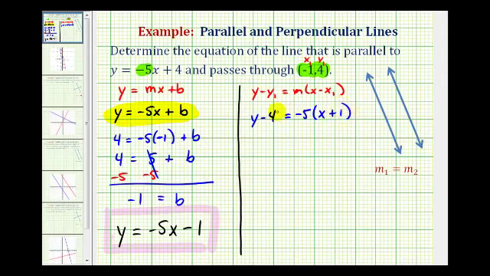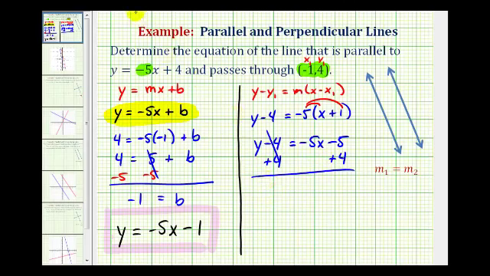And now to write this in slope-intercept form, we'll solve for y, so we'll distribute here. So we'd have y minus 4 equals negative 5x minus 5, and then we'd add 4 to both sides. This would be 0, and you can see we're going to have the same equation. We'll have y equals negative 5x, and then this is minus 1. So as you can see, whichever method you use, the result is the same. It just depends on what method you want to use.